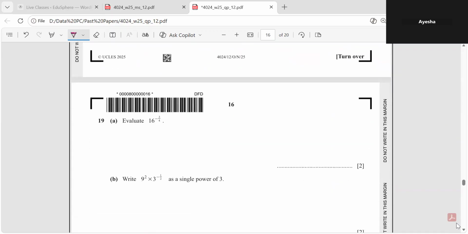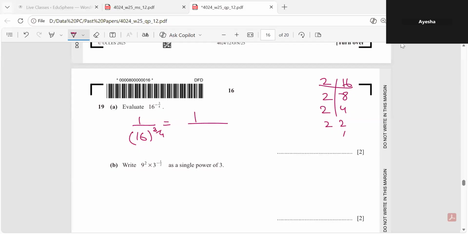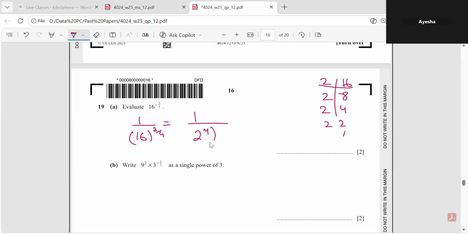Moving on to question number 19, where it's written: evaluate 16 to the power minus 3 by 4. First of all, we have to make the power positive, which gives 1 over 16 to the power 3 by 4. At this point, we take the prime factorization of 16, which is 2 times 8, 2 4s are 8, 2 2s are 4, and 2 1s are 2. So 2 power 4. Here we write 2 power 4, and the power is 3 by 4. This 4 and 4 will be cancelled. So it is 1 over 2 cube, which is 1 over 8. So the answer is 1 by 8.